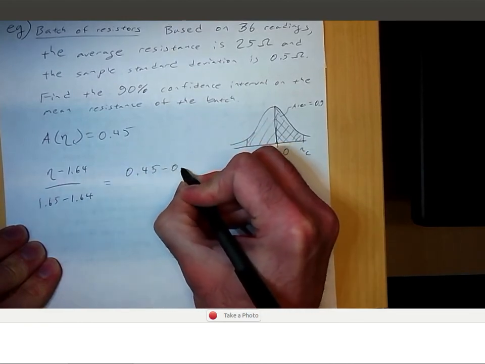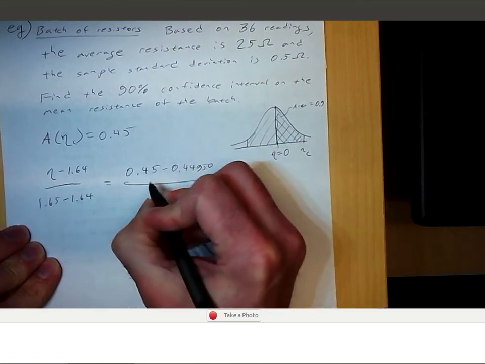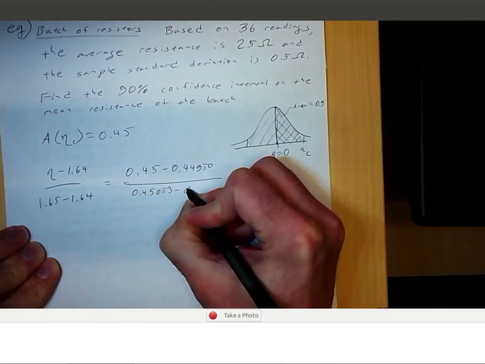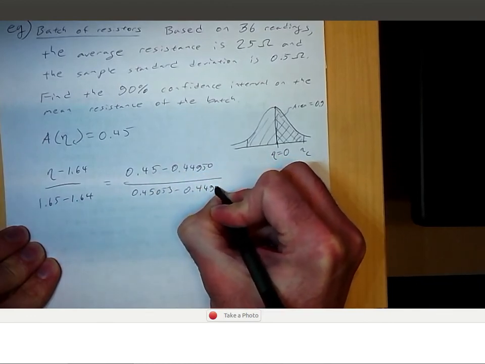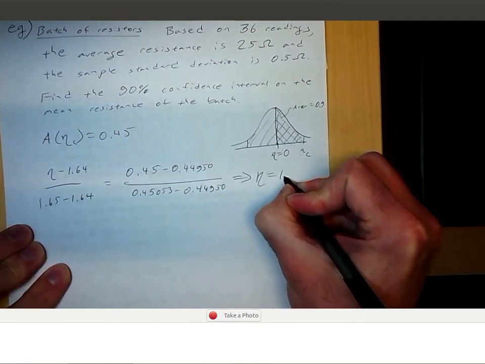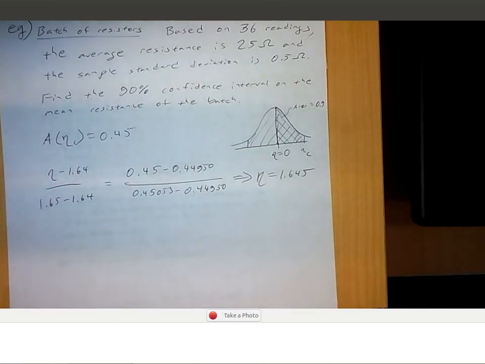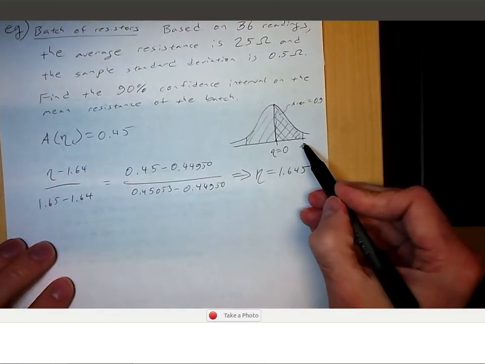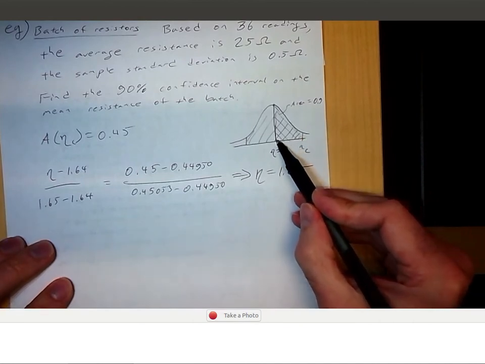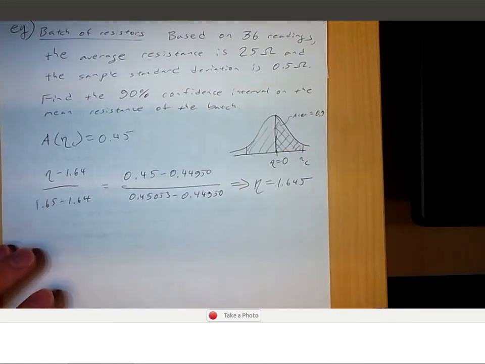So the differences in eta values is equal to the difference, now we have the difference in area values. 0.45 minus 0.44950 divided by 0.45053 minus 0.44950. And this gives us that eta is 1.645. So if eta is 1.645, there's a 45% chance of getting a value between 0 and 1.645.